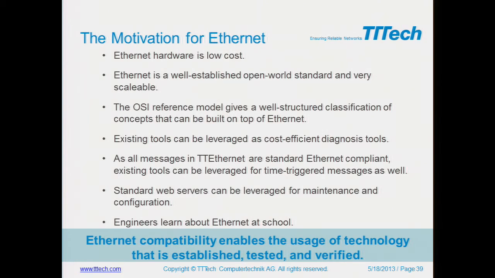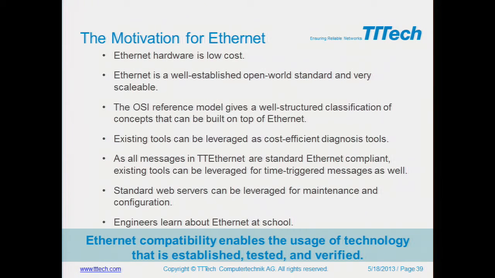There are lots of cheap providers that do Ethernet chips. And so the idea is to combine the time trigger architecture with Ethernet. So the lower level is going to be Ethernet, and on top of it is going to be TT.